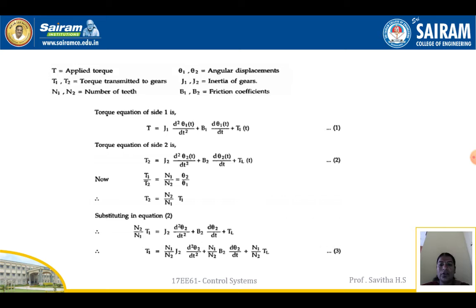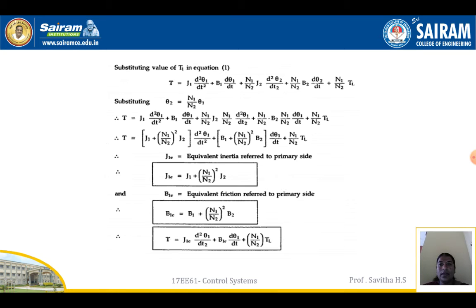So T2 is equal to N2 by N1 into T1. Substituting in the equation, N2 by N1 into T1 is equal to J2 d square theta 2 by dt square plus B2 d theta 2 by dt plus TL. Therefore, T1 is equal to N1 by N2 J2 d square theta 2 by dt square plus N1 by N2 B2 d theta 2 by dt plus N1 by N2 into TL. Substituting T1 in the equation, T is equal to J1 d square theta 1 by dt square plus B1 d theta 1 by dt plus N1 by N2 into J2 d square theta 2 by dt square plus N1 by N2 B2 d theta 2 by dt plus N1 by N2 into TL.